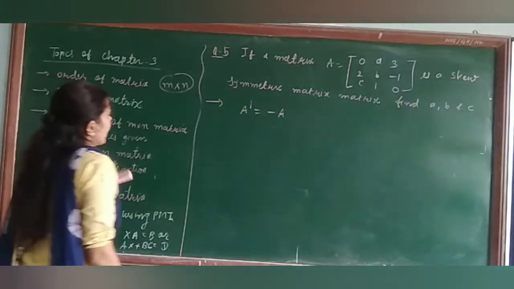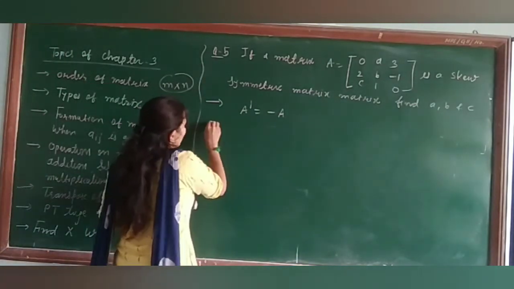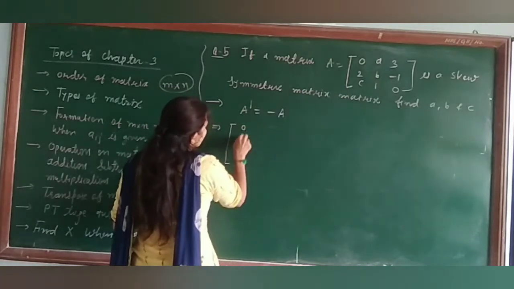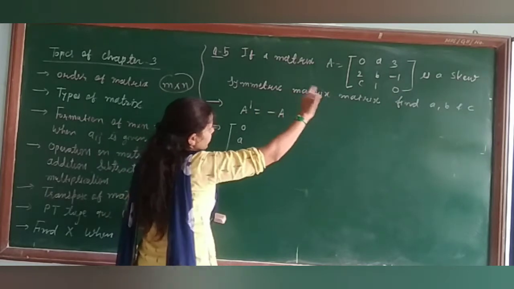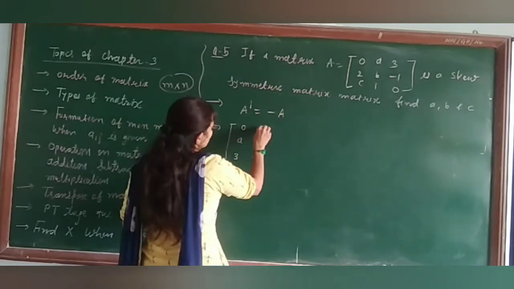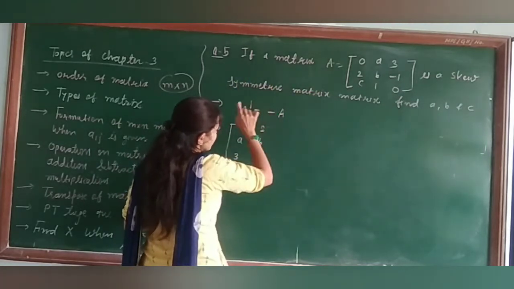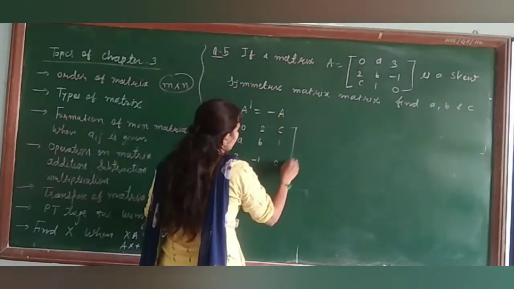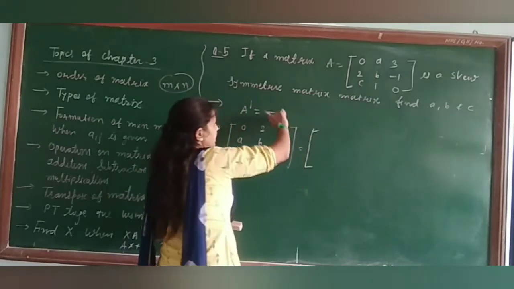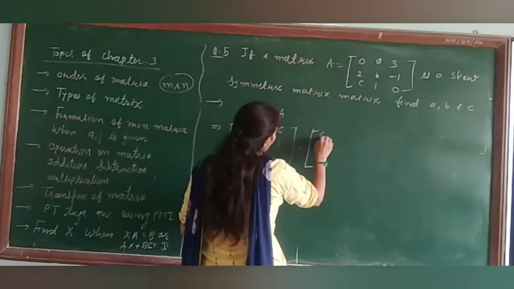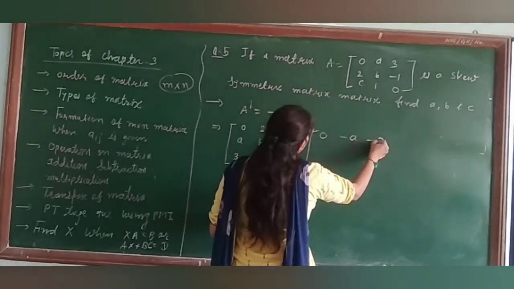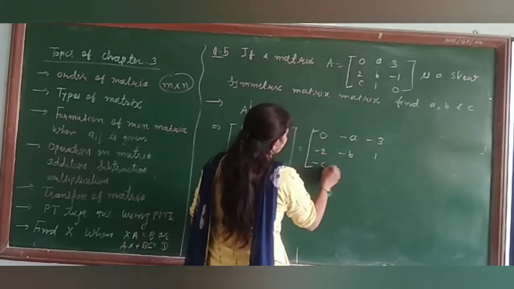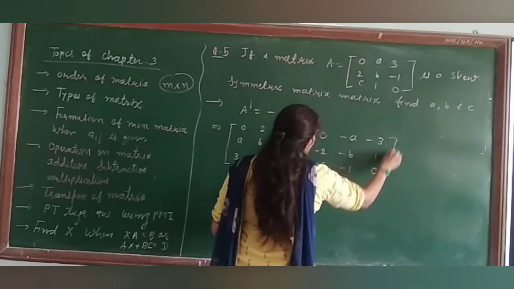So now A is equal to this. Now find out A transpose. So 0, A, 3: the row I have written as a column. 2, B, minus 1: the second row I have written as the second column. C, 1 and 0 is equal to minus A. So I am multiplying A with minus: 0, 0, minus A, minus 3, minus 2, minus B and 1, minus C, minus 1 and 0.